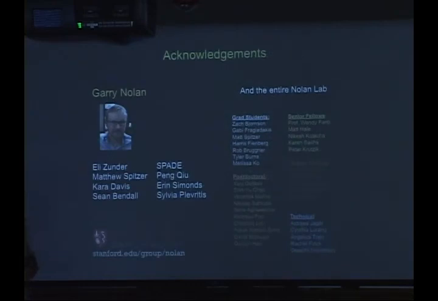So I'm now down to the acknowledgements, of course, Gary. The work on force-directed layout in the lab was started by Eli. The data for the mice experiment was generated by Matt Spitzer, and also Karashan helped with this. And SPADE was the work of Peng Qiu in Silvia Pervita's lab, and of Erin Simmons. And of course, thanks to all the rest of the lab for discussions and input. And I'll be happy to take your questions.